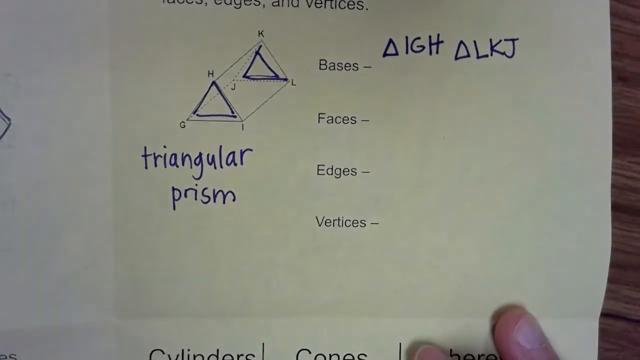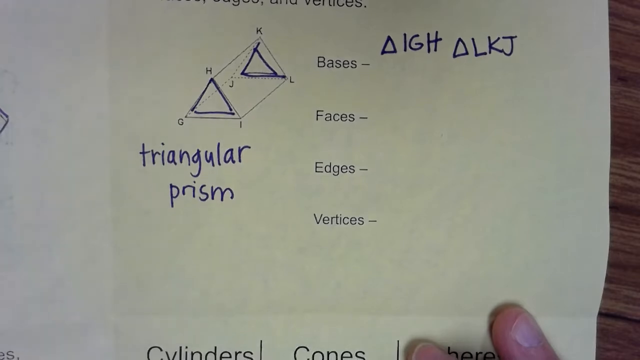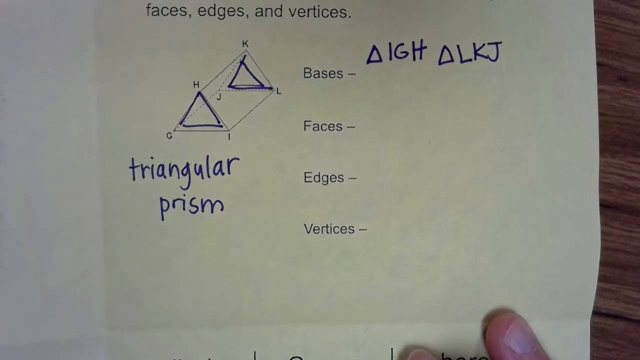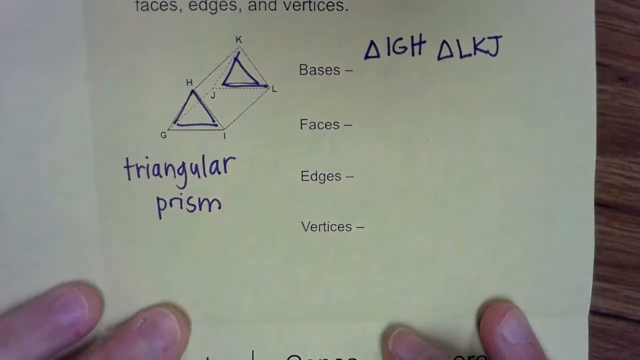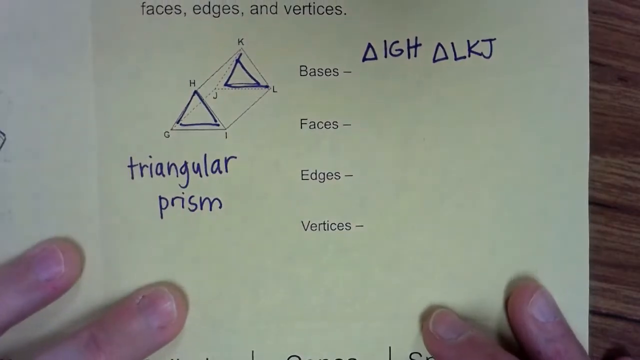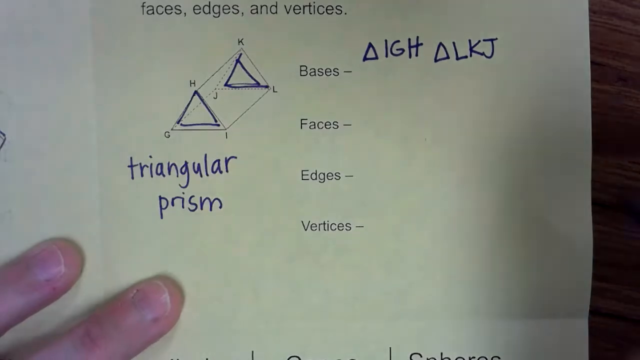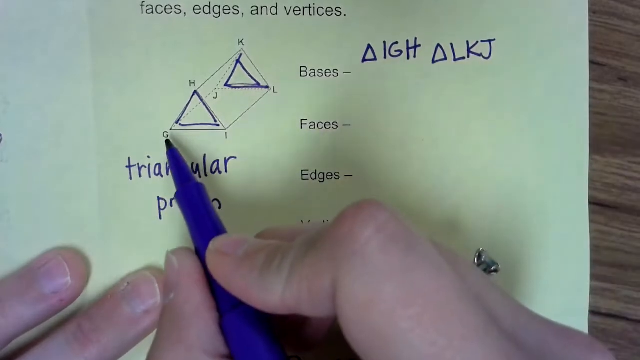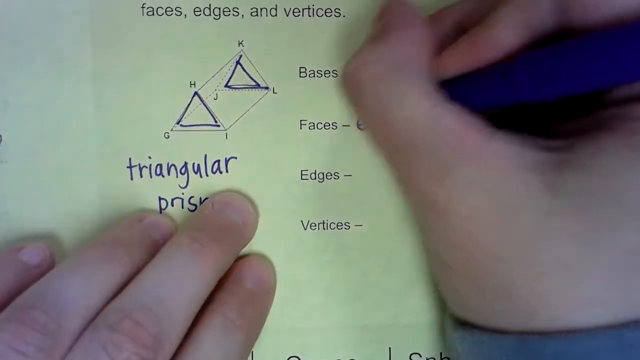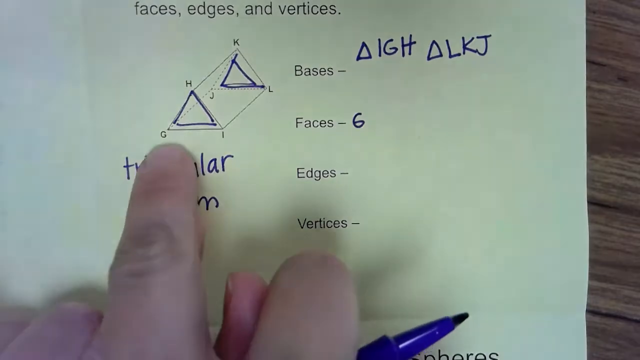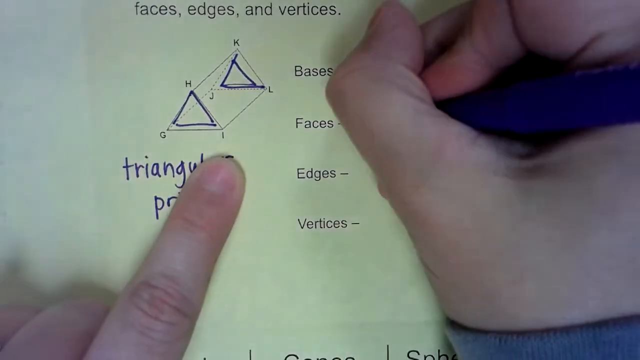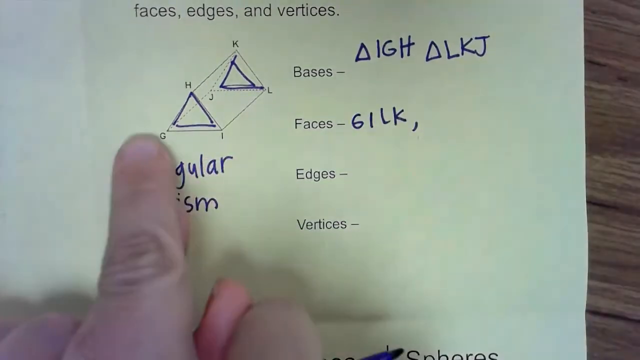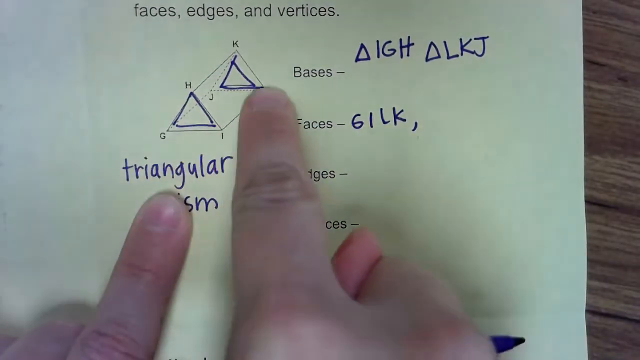Your faces are going to be all of the other flat surfaces that are not your bases. You have three other flat surfaces. They're rectangles. You can name a rectangle just using 4 points, the 4 letters that surround that rectangle. So I'm going to do the one on the bottom first, this bottom rectangle. I'm going to start at G. So remember, you have to go in consecutive order. You got to go around. So I'm going to do G-I-L-J. That makes up that bottom rectangle.